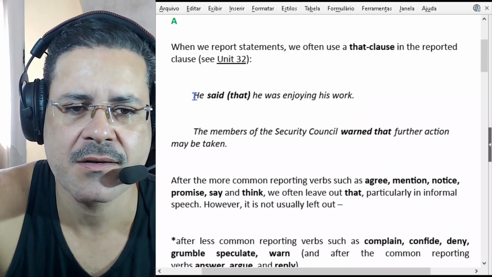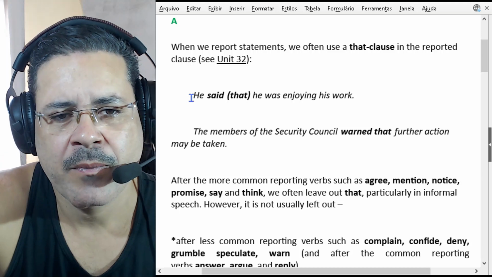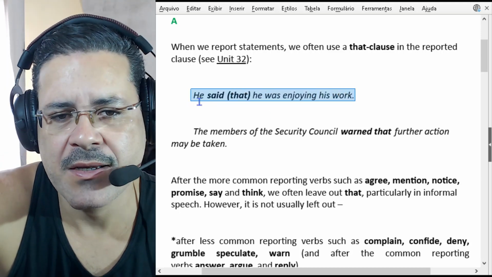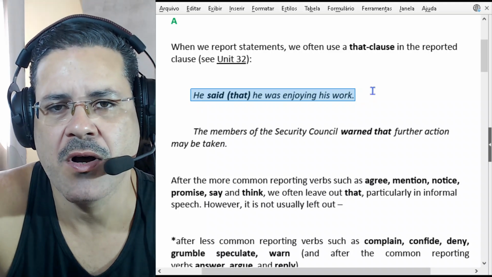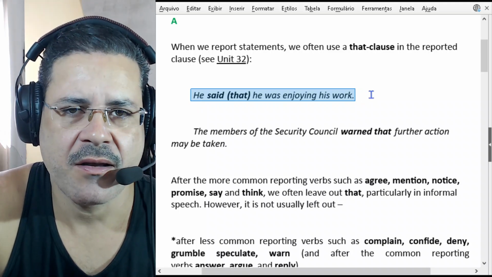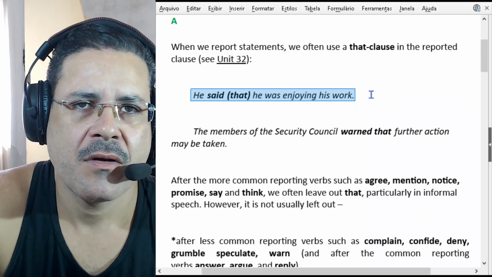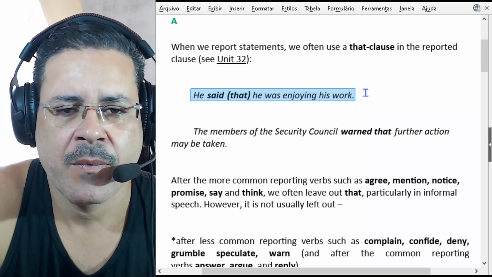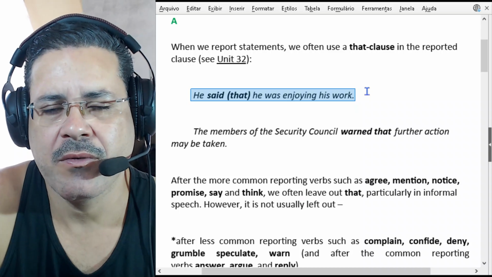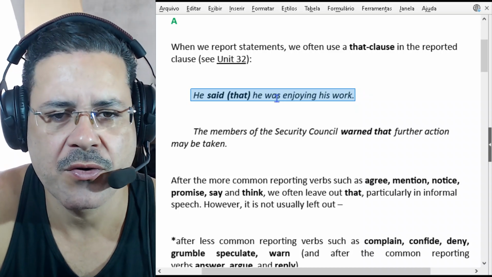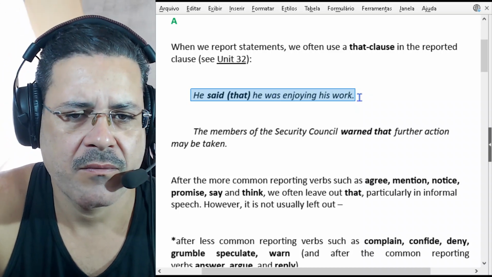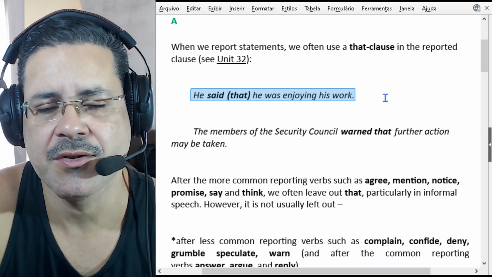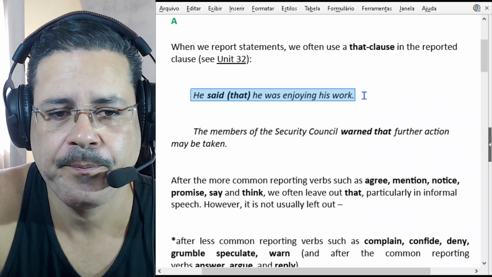And in that example, it is basically a formal way of saying he said that he was enjoying his work. So you might say he was like, "I'm enjoying my work." You're just repeating, making an imitation of the way he's just reported his feelings, the circumstances in relation to his work.